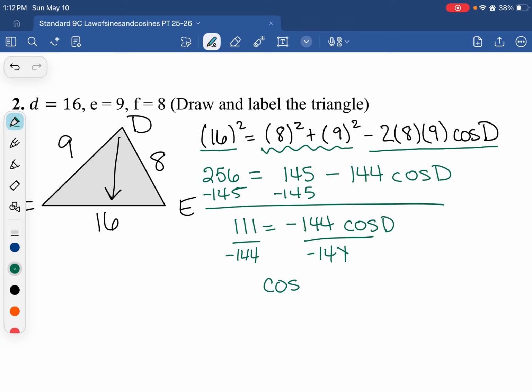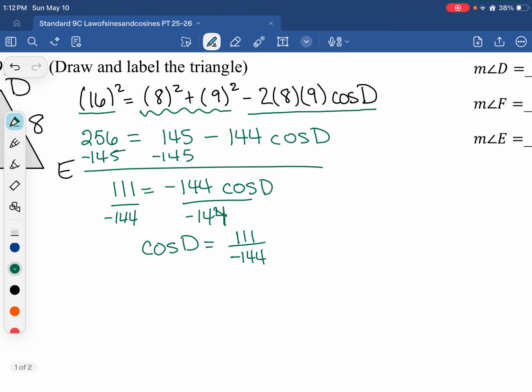So I get cosine of capital D equals a fraction, so I keep it as 111 over -144, and then find the angle by doing the inverse. So measure of angle D equals cosine inverse or arc cosine of that fraction. If you're going to write it down as a decimal, you must use 4 decimal places. Do not be rounding as you go through, otherwise you'll be off. And typing this in my calculator, approximately comes out to be 140 degrees and 0.43.